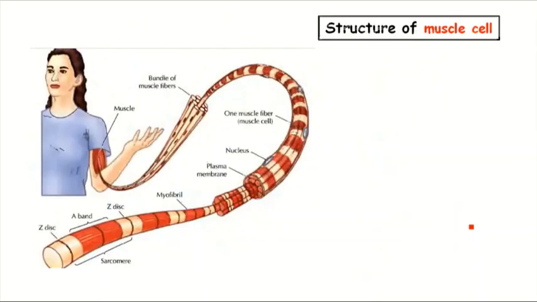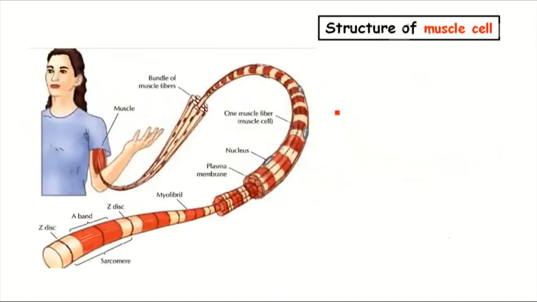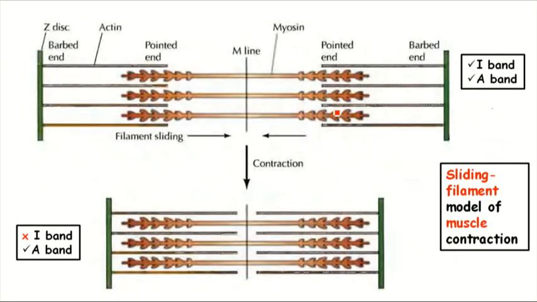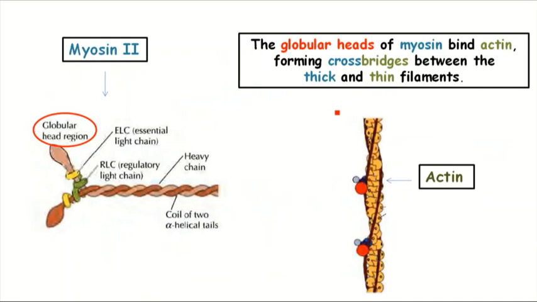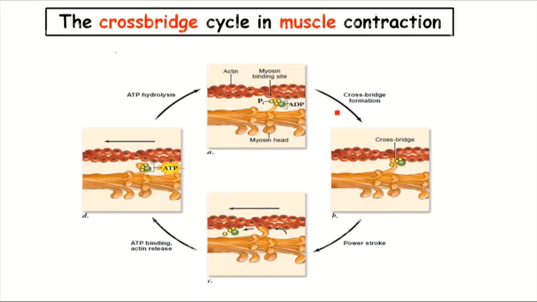Let me start from here once again. This is the unit of muscle contraction, the sarcomere, the structure of the sarcomere. The dark band and light band overlap during muscle contraction. Okay, and then the structure of myosin 2 is important. That's how myosin 2 forms cross bridges with actin. That is the basis of muscle contraction, the formation of the cross bridge between actin and myosin.